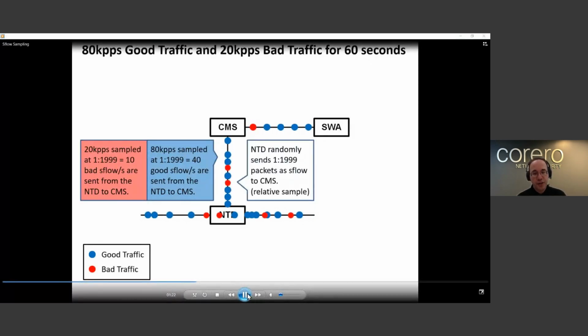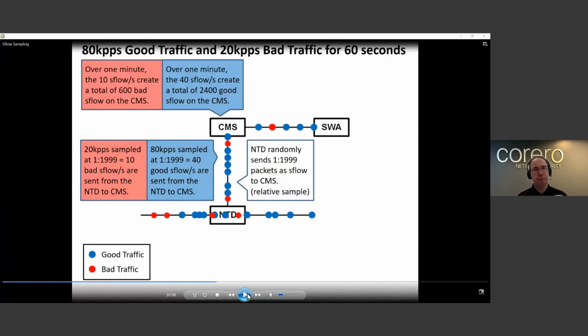So here's the thing, it takes a while to learn. And each of these kind of build on each other. So I want to make sure I say these a little bit slower, right? When it comes to a relative sample, when you add more traffic, the existing samples that you have will not be changed because it's relative, right? So just like in the last example, when I had 40 good samples being sent from the NTD to the CMS, doesn't matter if I add other traffic on top of that. That will not change. It's the same. It's a relative sample.